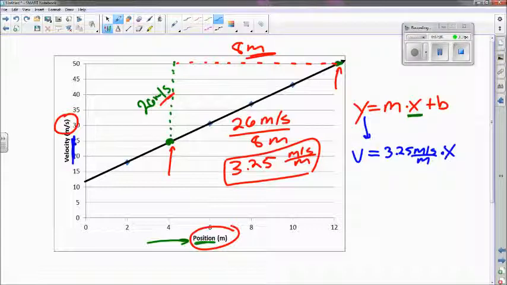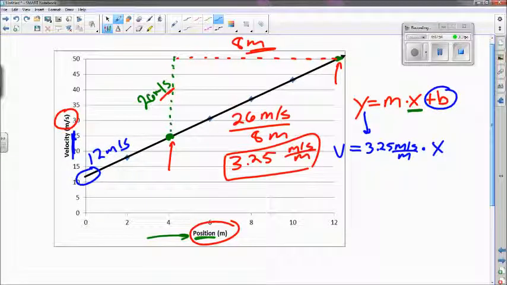And then the last part of our equation, plus b. B stands for the vertical intercept. Basically, that's just where this line that I drew hits on the axis. And that's why I needed to draw that line all the way over there. So you see it hits right here. I would call that about 12 meters per second. So we need to put that into our equation. Plus 12 meters per second. And now we have an equation that completely describes our graph.